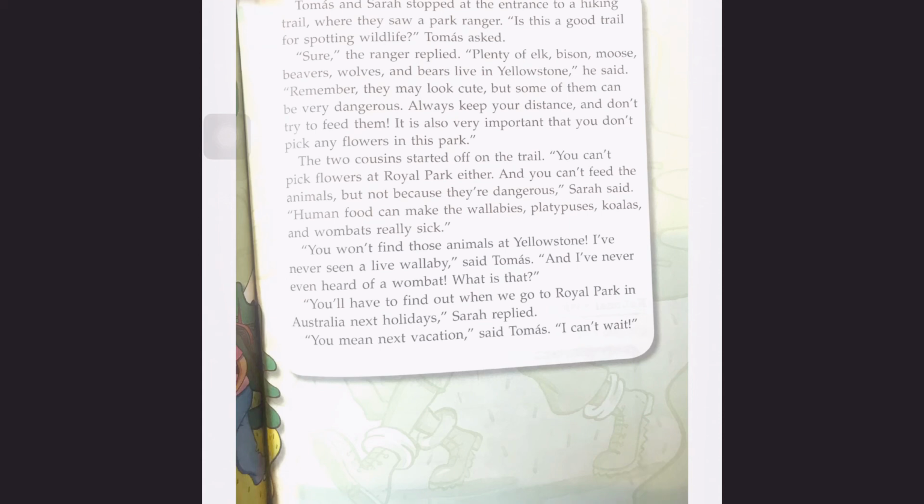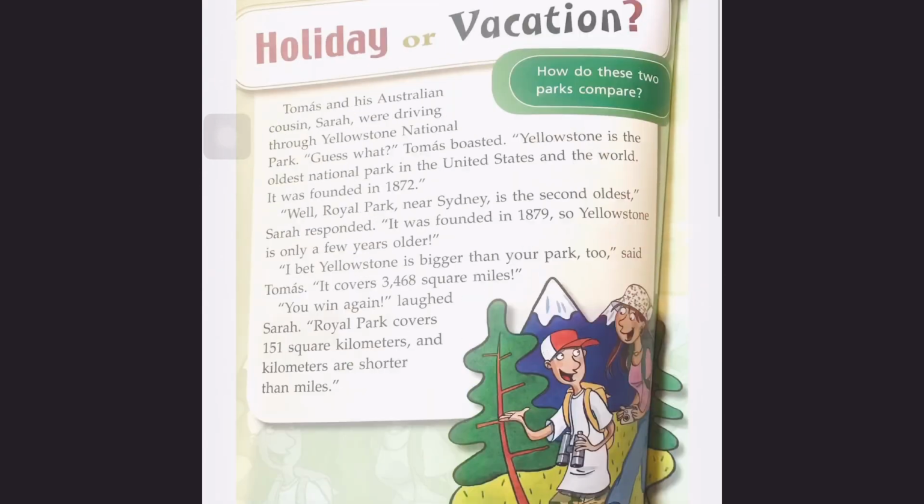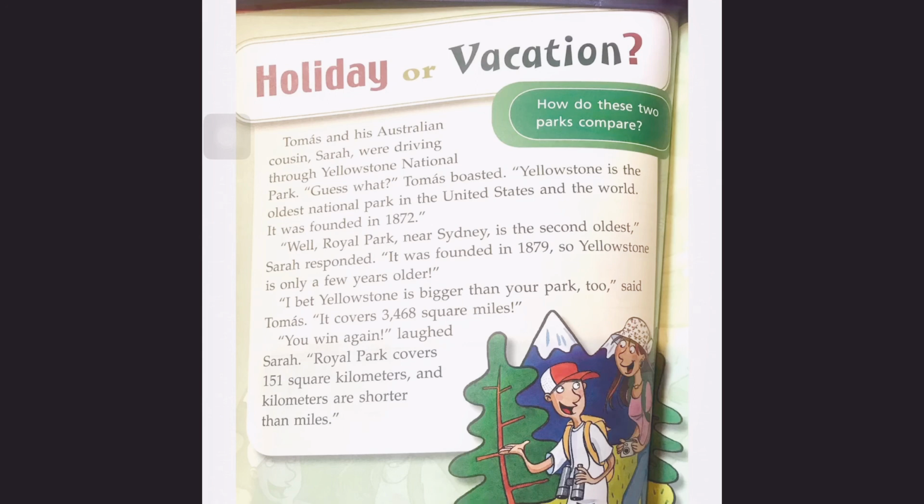The two cousins started off on the trail. You can't pick any flowers at Royal Park either, and you can't feed the animals, but not because they're dangerous, Sarah said. Human food can make the wallabies, platypuses, koalas, and wombats really sick. You won't find those animals at Yellowstone. I've never seen a live wallaby, said Thomas, and I've never even heard of a wombat. What is that? You'll have to find out when we go to Royal Park in Australia next holidays, Sarah replied. You mean next vacation? said Thomas. I can't wait.